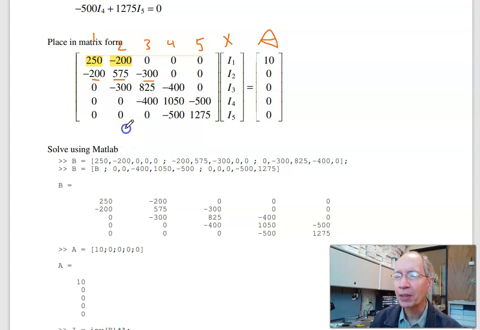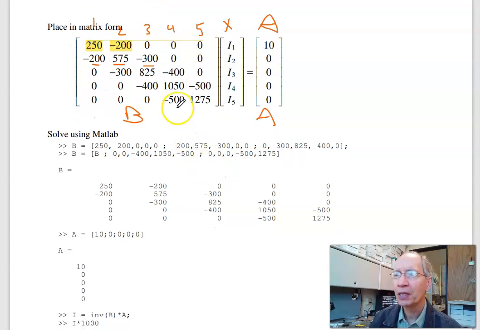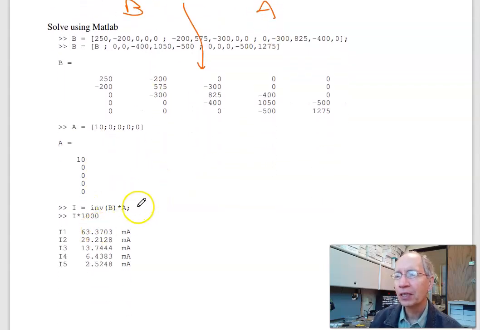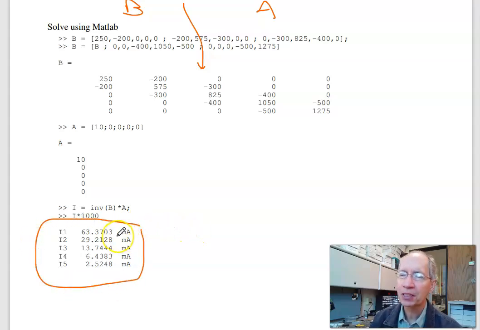Throw that in Matlab. So here's my B matrix. Here's my A matrix. Here I did the first row, second row, third row, ran out of space, called it good. Take the previous answer, add to it the fourth row, fifth row. You'll somehow input this into Matlab. Here's my A matrix. Then the current is the inverse of B times A. And I multiply by 1,000 to give units of milliamps, just because the currents are pretty small.